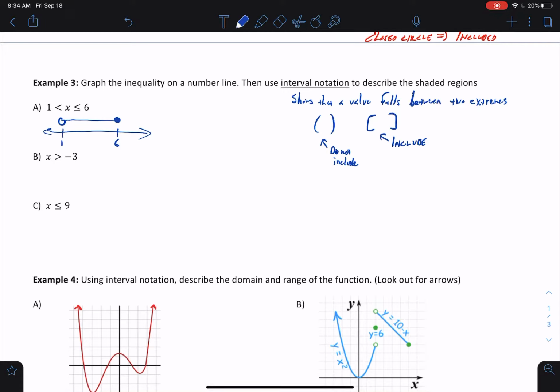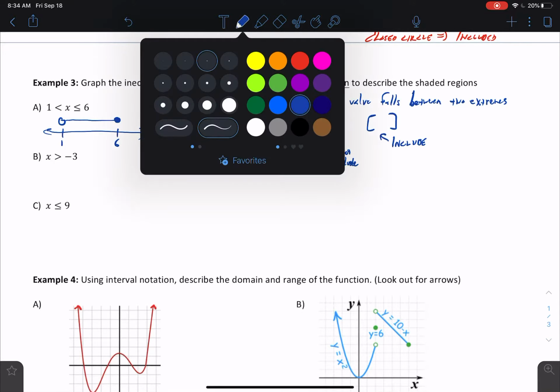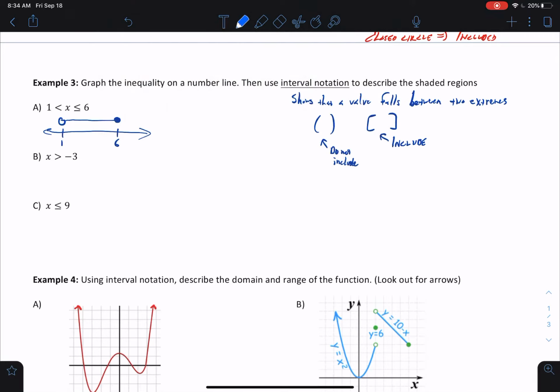All right, so in A, this low value of 1, that's our minimum, and we do not include it because it's an open circle. It goes up to 6, and we do include it. So this would represent that shaded region.